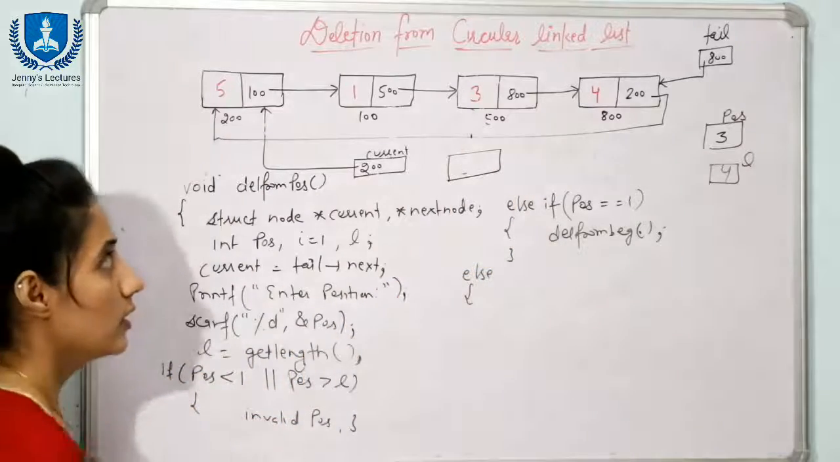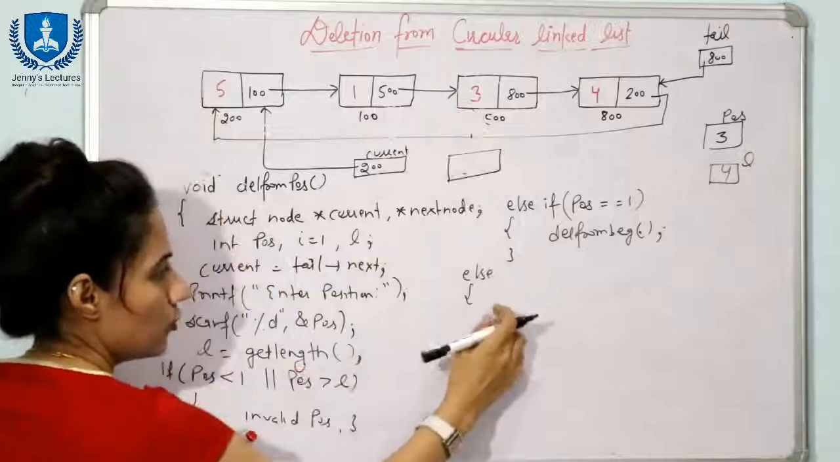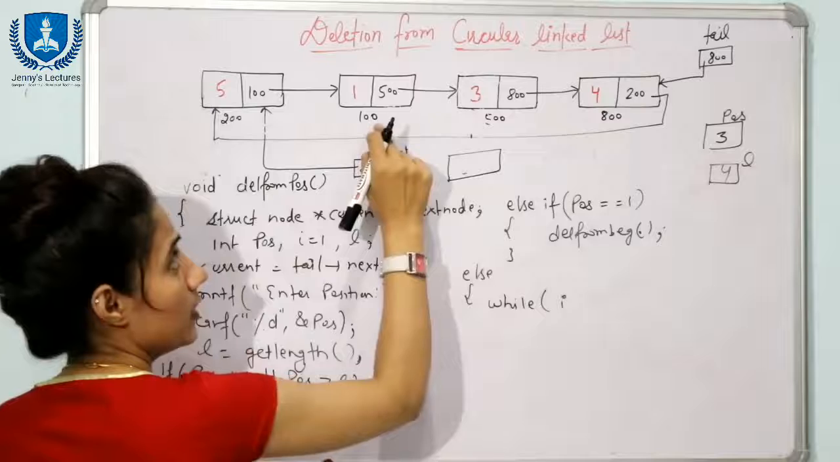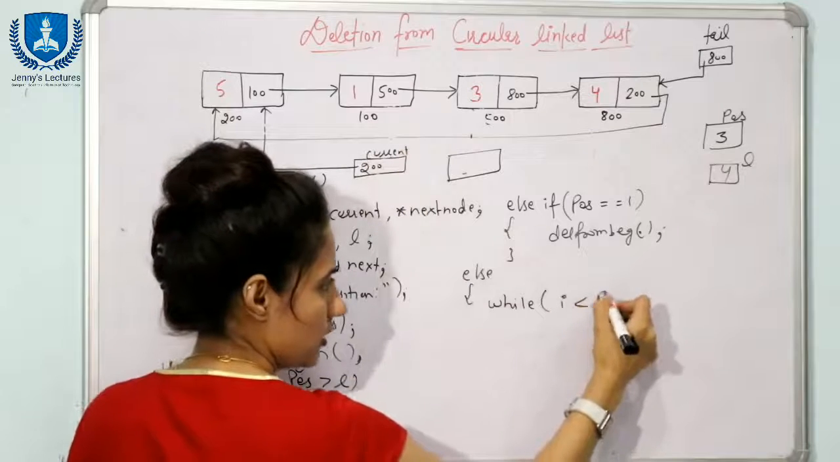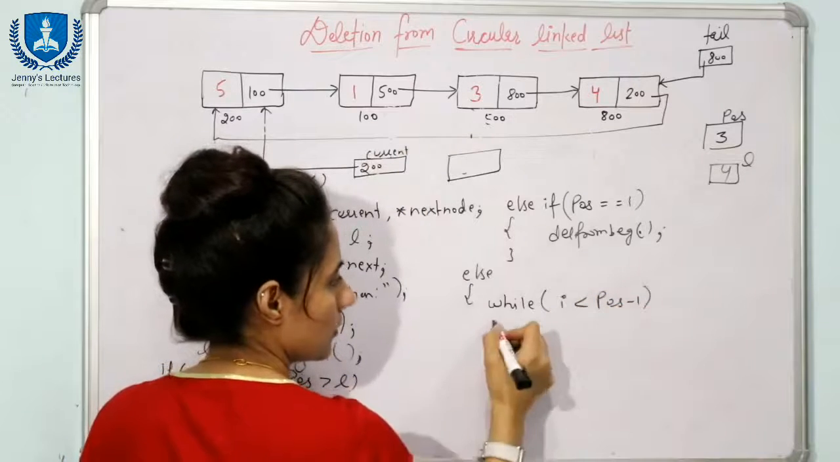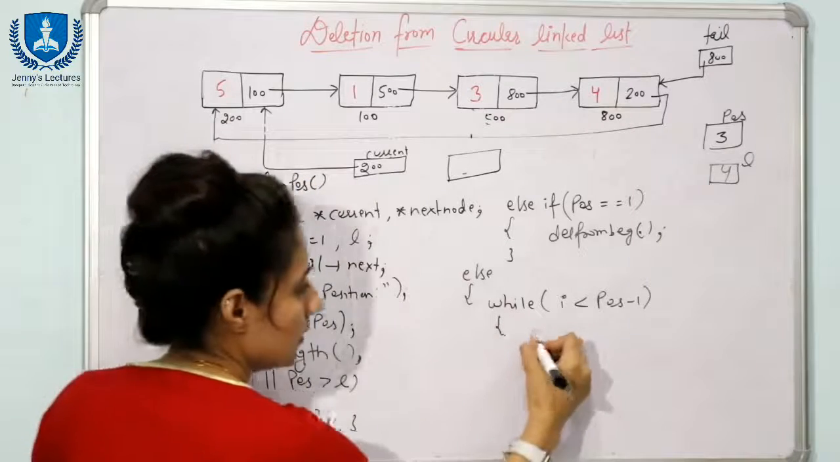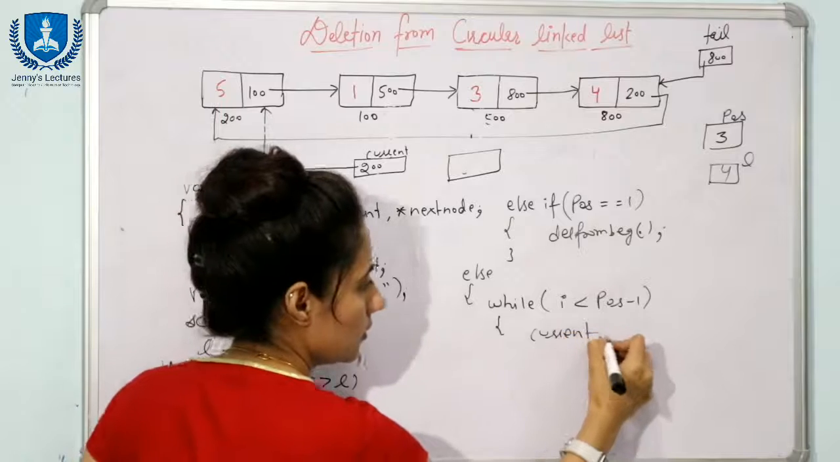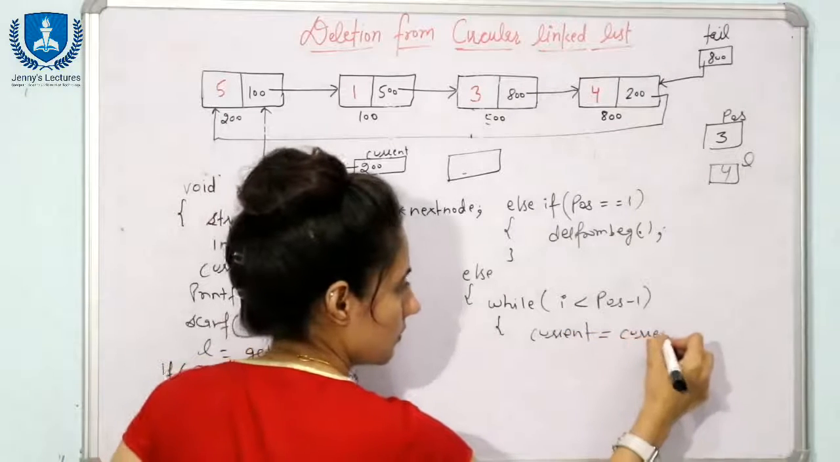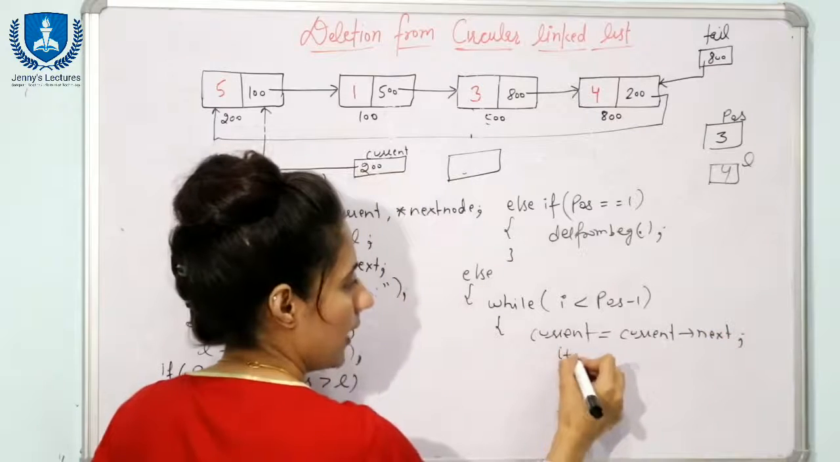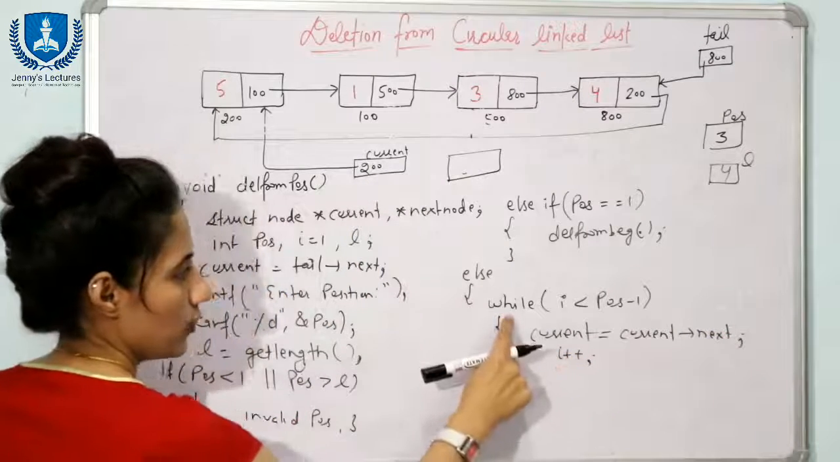in that case what will you do? See, now we will traverse the list. So here you will write while I is less than position minus 1, we are going to traverse. Till then, what will you do? Current is equal to current next, we are going to move our current pointer, and I plus plus.